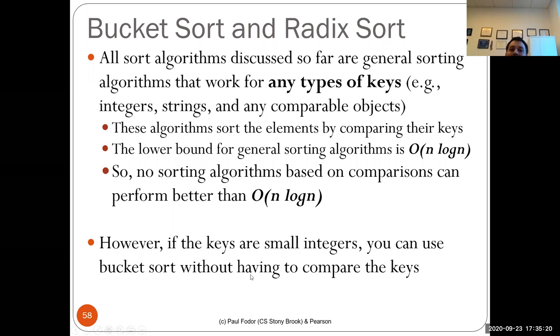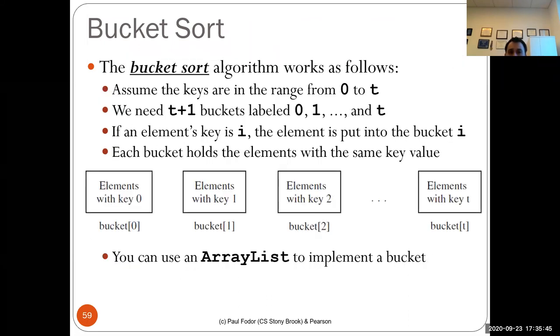Now, all of those algorithms, we saw that the best time we could get was n log n. No sorting algorithms based on comparisons can do better than n log n. However, if the keys are small integers, we can use bucket sort and radix sort. And I will show you what exactly they are next.